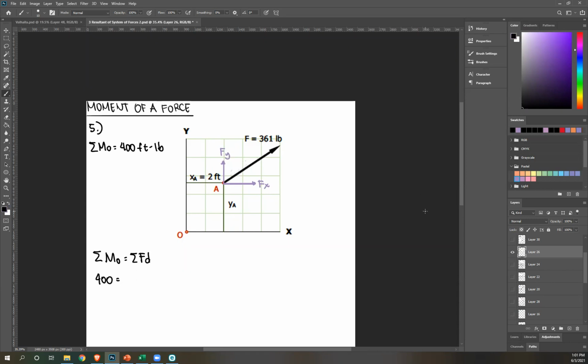Okay. So using Varignon's theorem, let's start with Fx. Rotate Fx about point O. That is clockwise, so positive Fx. Perpendicular distance, once again, is equal to this, which is YA. Fx times YA, which is what we're looking for. And then move on to Fy. Rotate Fy about O. That is counterclockwise, so negative Fy. Perpendicular distance is this, which is equal to 2 feet. Fy times 2. Next, create equations for Fx and Fy.